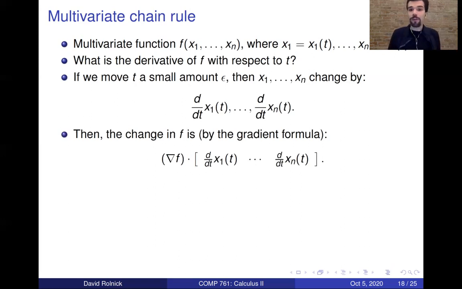Then remember we have this gradient formula. What's the change in f? The change in f is the gradient of f dotted with the amount that each of these individual variables is changing. We move t some small amount epsilon, that's going to move x1 by some amount epsilon one. It's going to move xn by some amount epsilon n. But what is epsilon one? These should all be multiplied by epsilon. The change in x1 through xn is going to be the derivative of x1 times epsilon, the derivative of xn times epsilon, and so the change in f is going to be the gradient dotted with all of these changes.